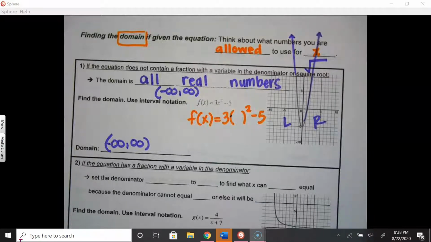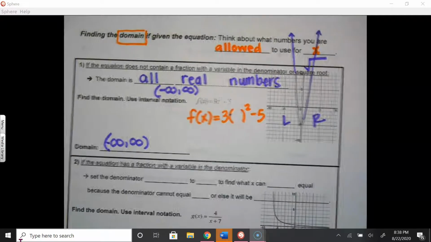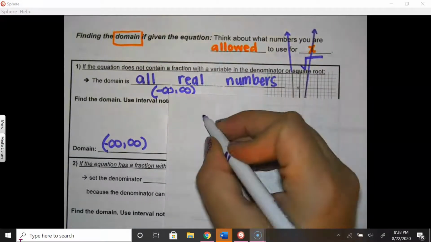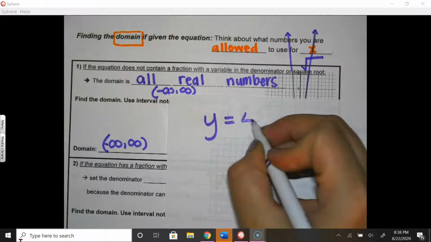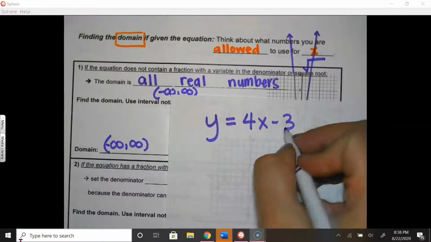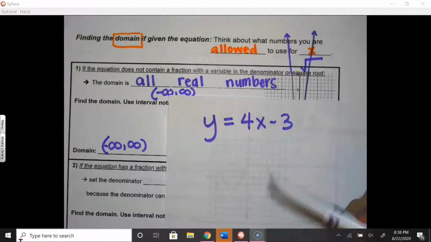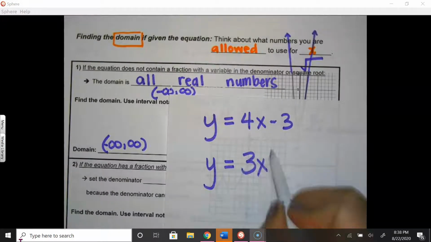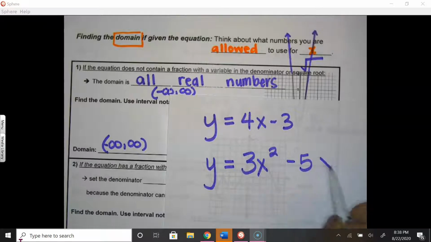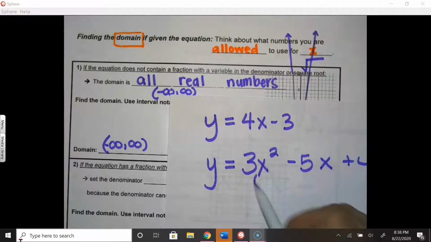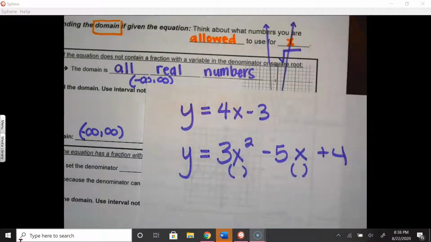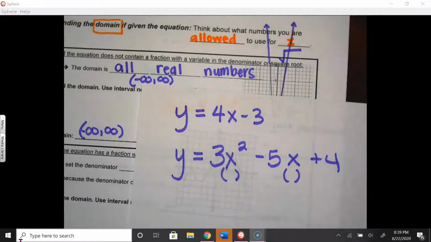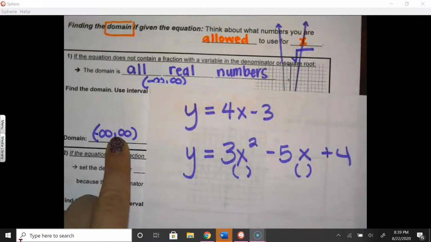So here's a couple other examples that have the domain all real numbers. So for example, y equals 4x minus 3. I could plug in any number for x there. Here's another example. 3x squared minus 5x plus 4. I could plug any number in for x here, any kind of number. Okay, so here's two more examples that have the same answer for the domain.